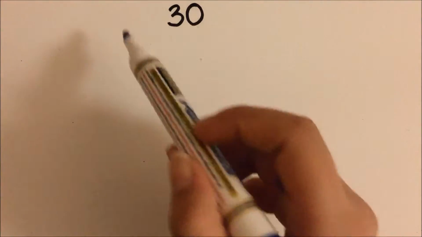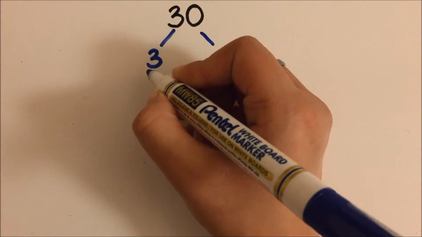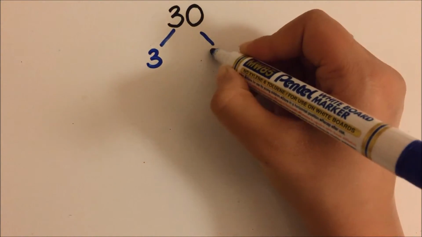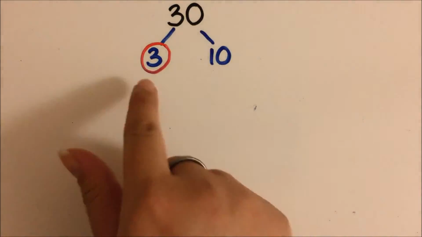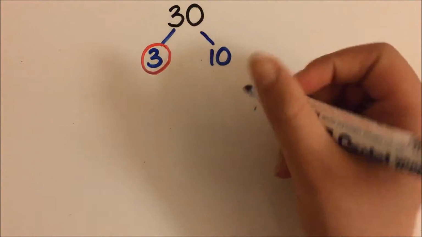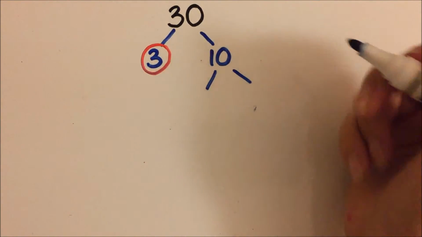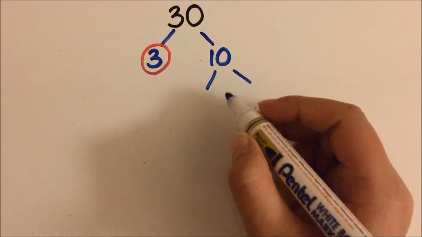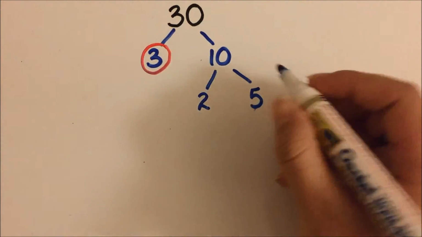So let's have a look at 30. 30 goes into 3 and 10. But we know 3 is a prime number, so we can circle that. 10 is not a prime number because it's got more than 2 factors. So we find another prime number, and in this case we can have 2 and 5.